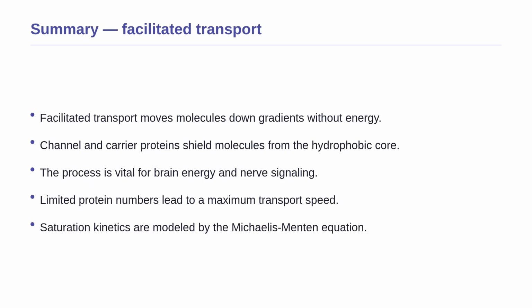We have covered a lot of ground today, so let us summarize the key takeaways. First, facilitated transport is a vital, energy-free mechanism that allows essential molecules to cross the cell membrane. Second, it relies on specialized channel and carrier proteins to shield these molecules from the membrane's hydrophobic core. Third, because this process depends on a finite number of physical proteins, it is subject to saturation, meaning there is a strict maximum speed at which molecules can enter the cell.